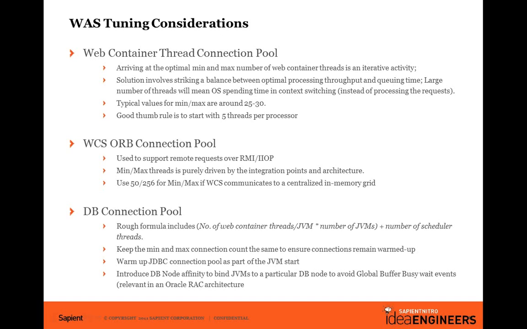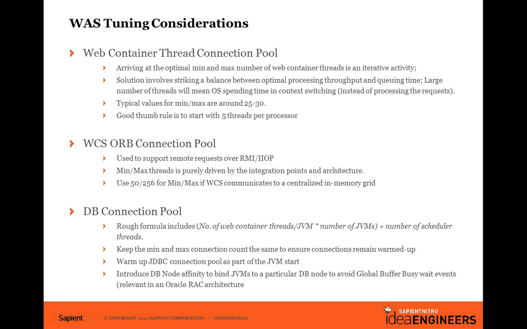So I would say start off with 5 threads per processor. If you have 8 CPUs, start off with 40, but assuming you have 2 JVMs, it will be 20 each, and then keep iteratively tuning to arrive at that sweet spot. It's a balancing act. So we talked about the web container, the most important thread pool, because that's the one that is actually doing your job.